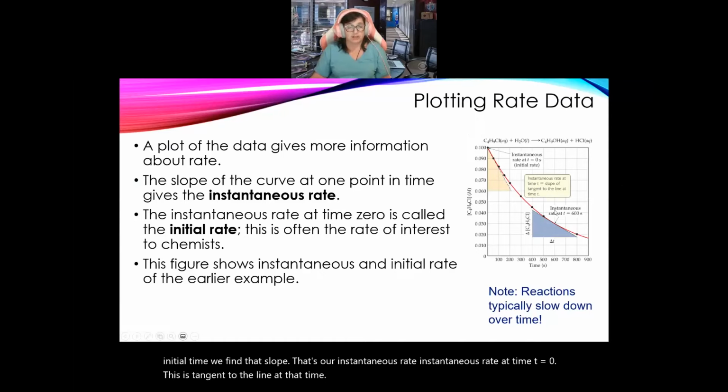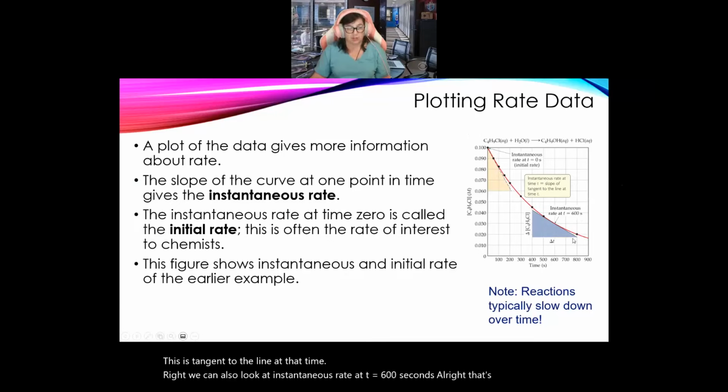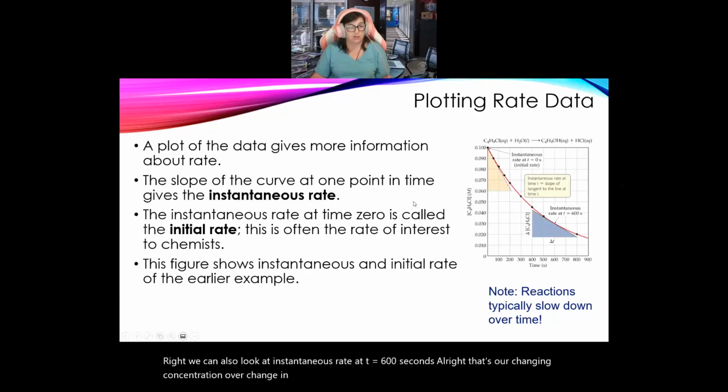We can also look at an instantaneous rate at t equals 600 seconds, all right? That's our change in concentration over change in time. So that's our instantaneous rate, okay?